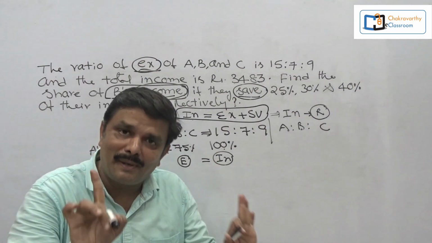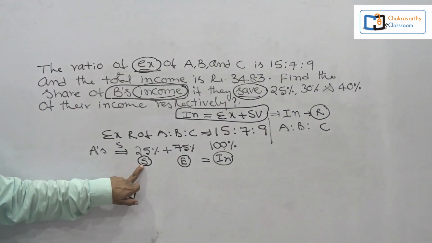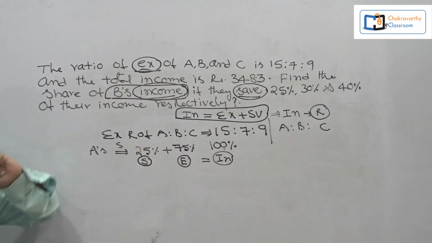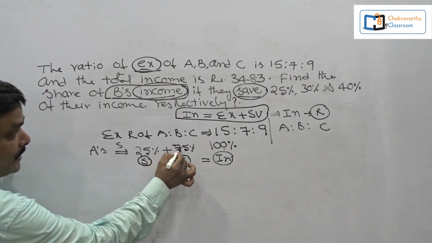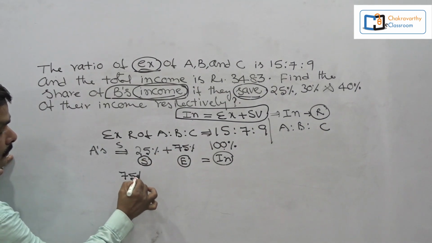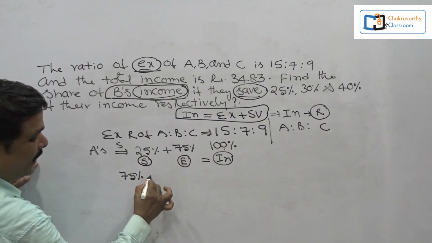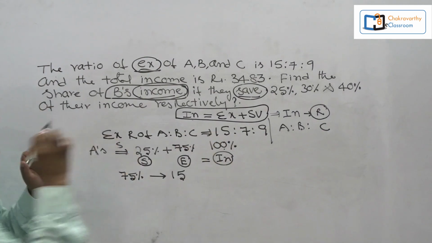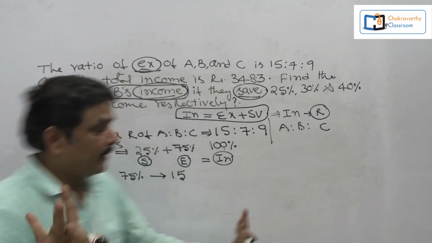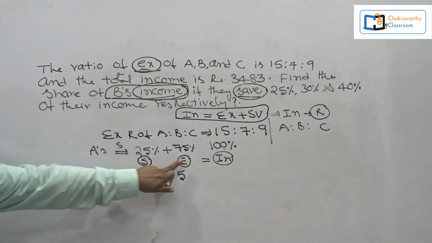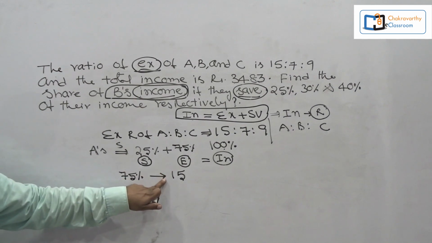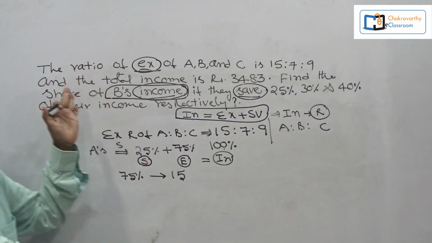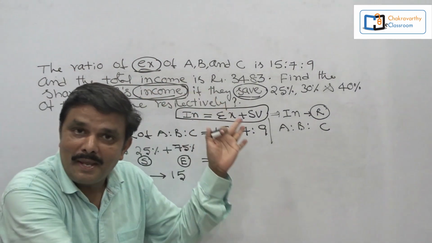Listen very carefully. Simple technique this one. A's saving is 25%. Income I am taking as 100%. In that case, expenditure is 75%. Now, when 75% is the expenditure of A, that is equal to, in the ratio, 15 parts. I am avoiding many steps here. When you use algebra, you have to go by many steps.